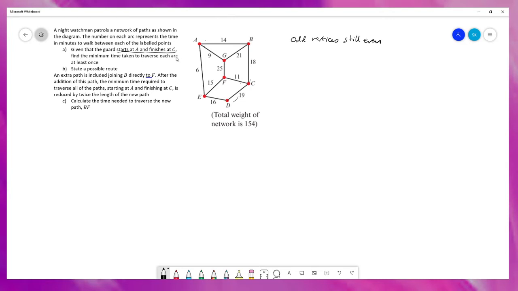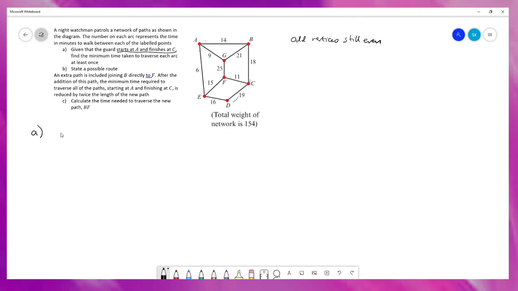Find the minimum time taken to traverse each arc at least once. Again, it means do Chinese Postman. State a possible route. That's a bit annoying because there's no real nice way to do it. It's just look at it and figure it out. It's a bit of a pain. And then we've got this extra bit that we're going to have to do on the end. We'll come back to that later.